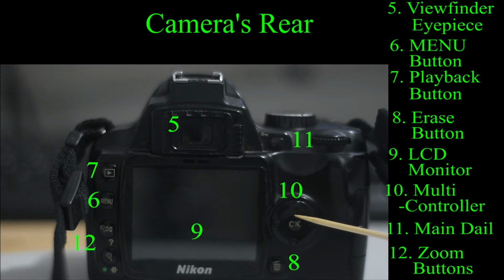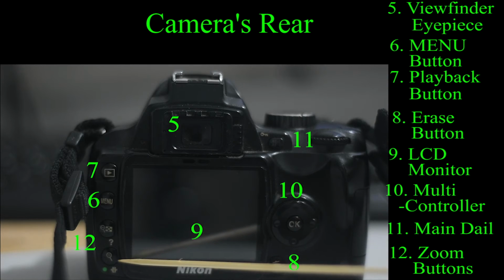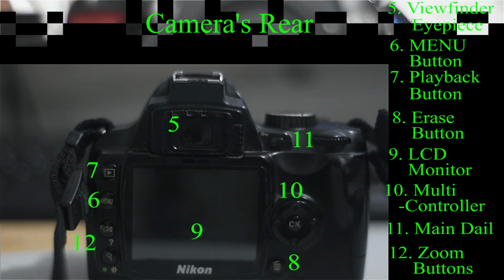The set button, multi-controller. Multi-controller keys can be used to move between the menu items or to move the magnified display to a different point during image playback. This is the main dial. This is a multi-purpose dial that allows you to perform tasks such as adjusting the value of the shooting or moving you throughout the images. This is the button to zoom in and zoom out.